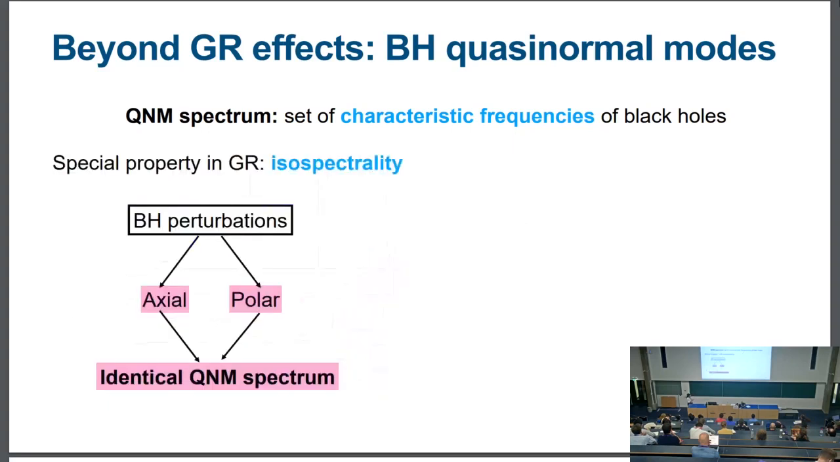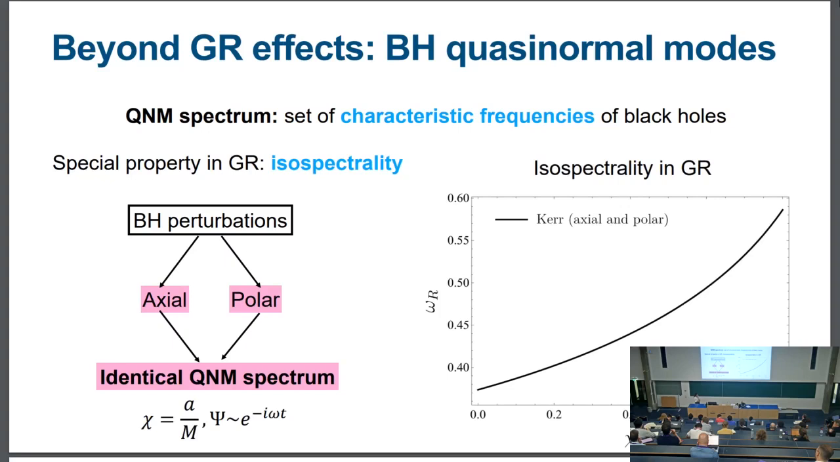So what happens in vanilla GR? You compute your black hole perturbation theory, and you find two sets of quasi-normal modes, so two families. They're typically called axial and polar. Then you go ahead and compute your quasi-normal modes, and you find an identical spectrum. This is the property of isospectrality. So the quasi-normal modes are isospectral.